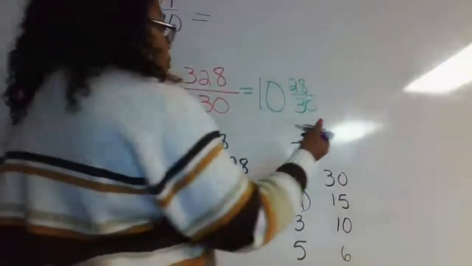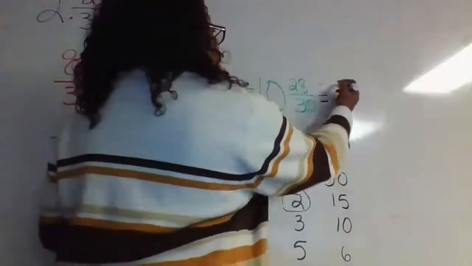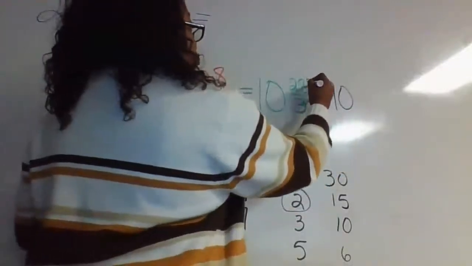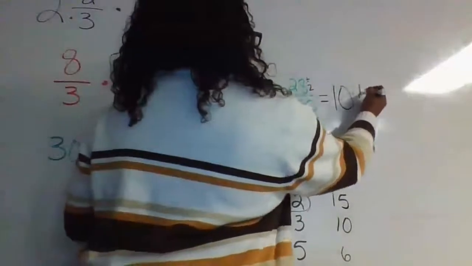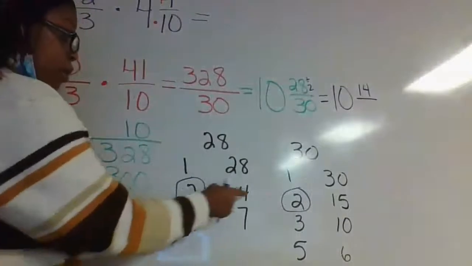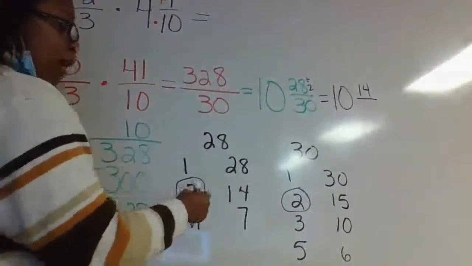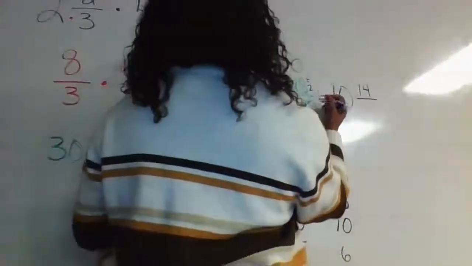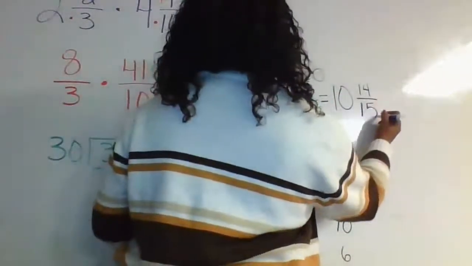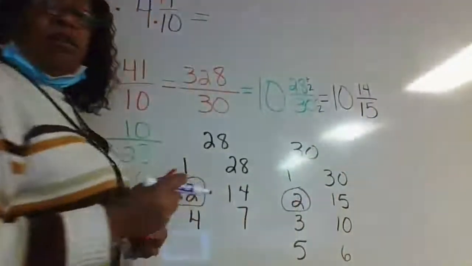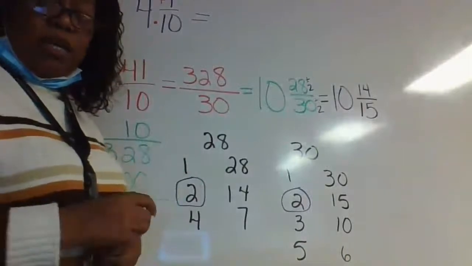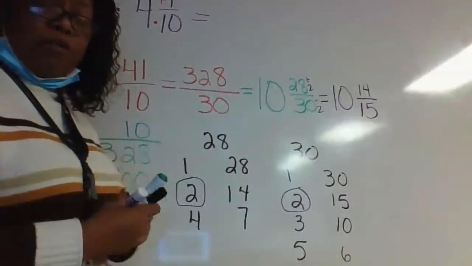So what we're going to do is we're going to now divide 28 and 30 by the number 2. So remember, we keep 10, keep the whole number 10, and then we say, hey, 28 divided by 2, and that gives us 14. And you can, if you don't know, you can refer back to your factors. And then 30 divided by 2 gives you 15. And that is it. That's all. So 10 and 14 over 15.